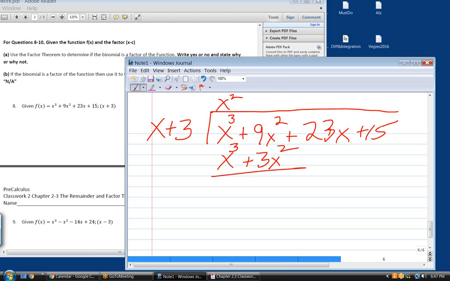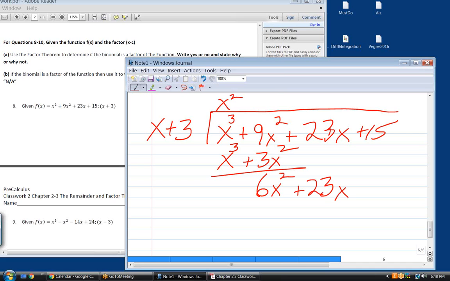Notice if we were doing synthetic division, this would be a -3, right? Yes. And we would be adding the whole way. The reason it works that way is because the variables aren't important here. It's just all the numbers. And since we're using a plus 3, we're going to subtract. So when we do our first subtraction, we get that. We bring down the next term and repeat the process.